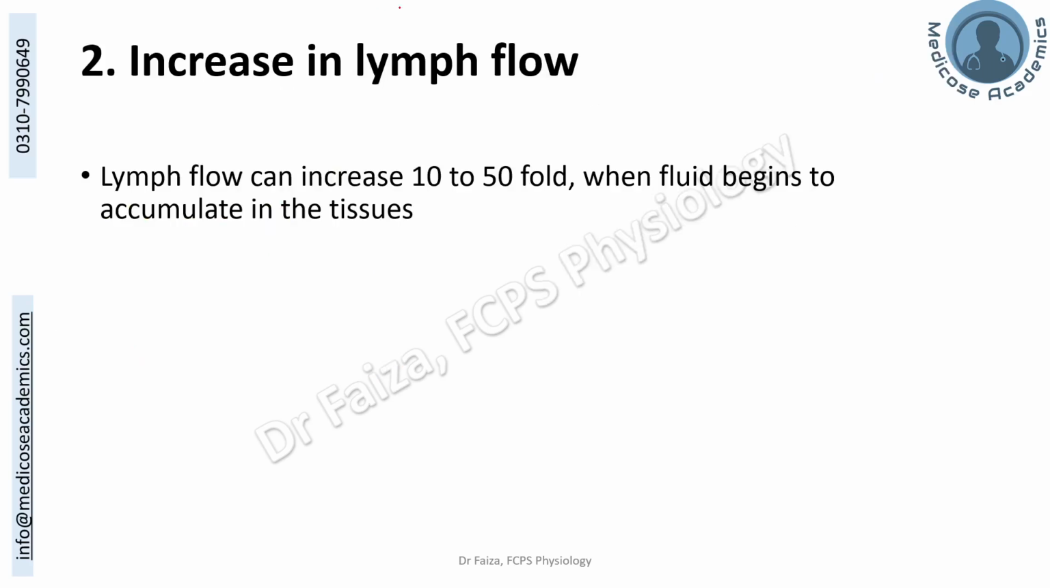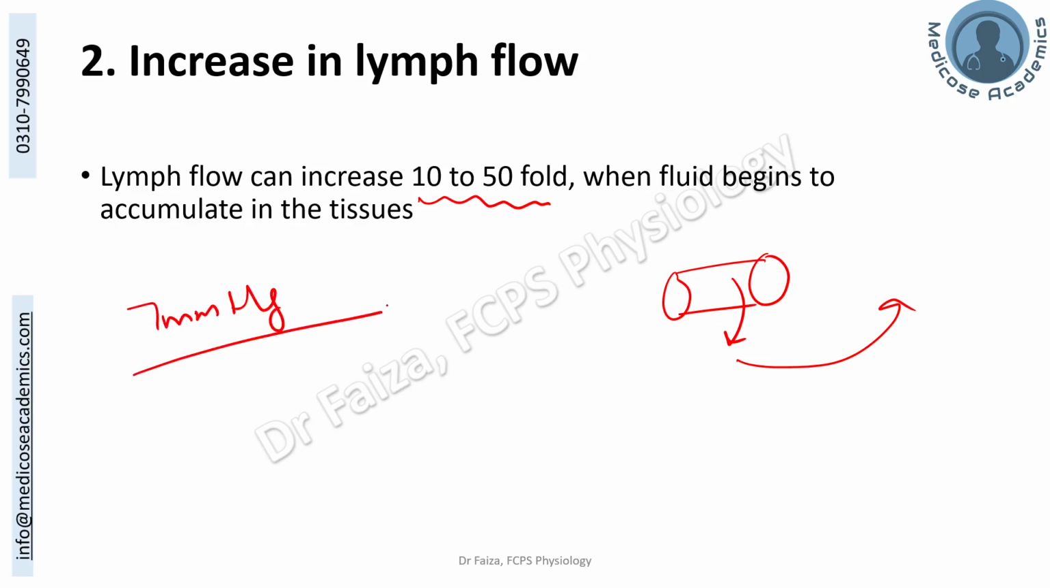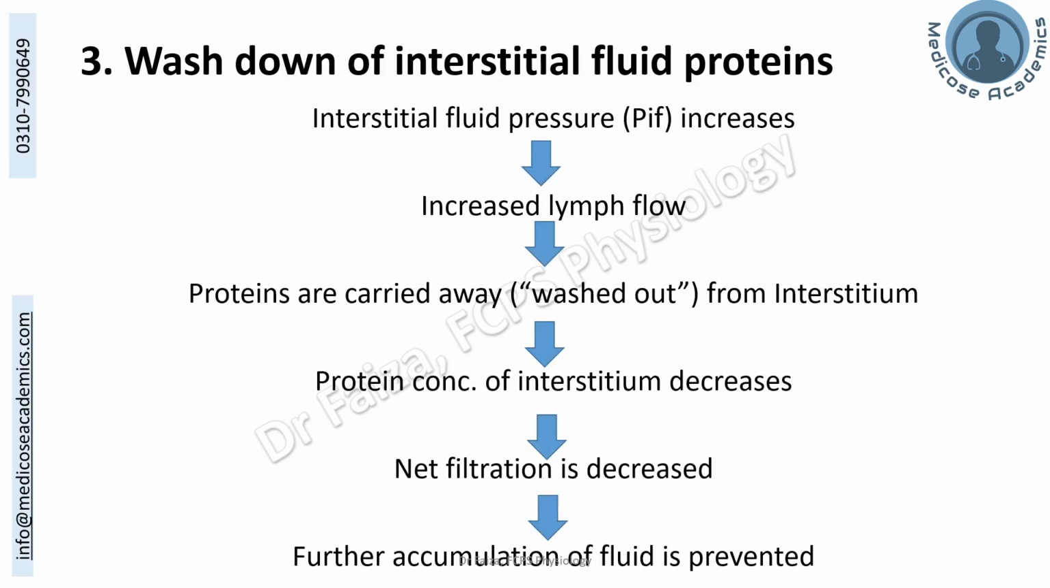Next is increased lymphatic flow. This is the capability of the body to wash away the excessive proteins which are lost in the interstitium. And if the fluid is being filtered excessively into the interstitium up to a limit, the lymphatics can increase their removal capacity. If they were, let's suppose, carrying away 1 ml per minute, they can carry away up to 50 ml per minute to remove the excessive fluid lost over here and thus prevent the formation of edema. And it provides a 7 millimeters of mercury safety factor against development of edema.